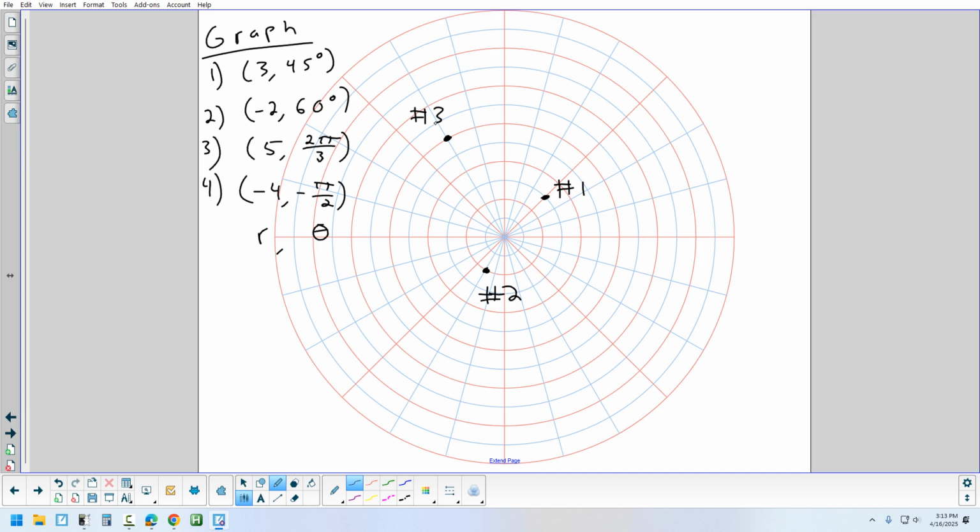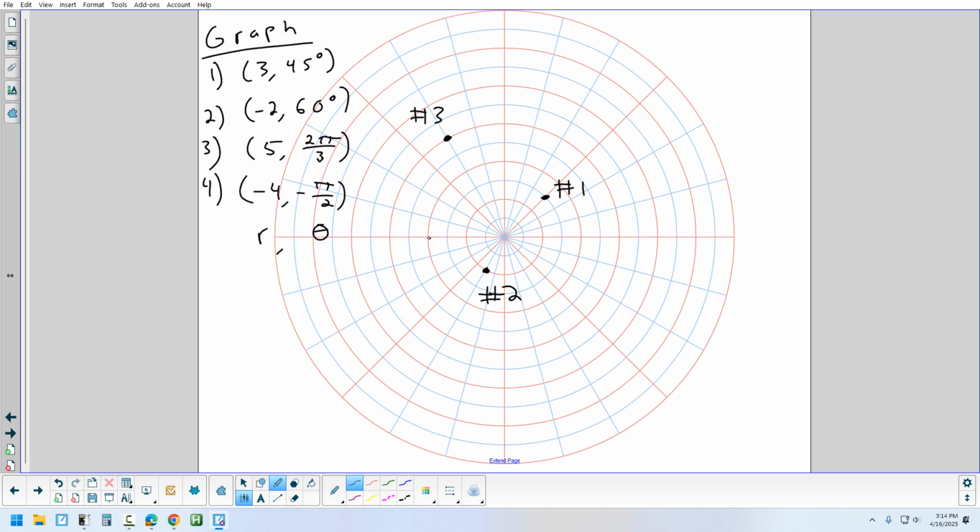And how about the last one? -4, -pi over 2. What would be my first step in that one? Yeah. You go back 4. And which way is back? Left. Yep. So we're going to go left 4. 1, 2, 3, 4. So we're going to start from right there. And then we need to rotate -pi over 2.